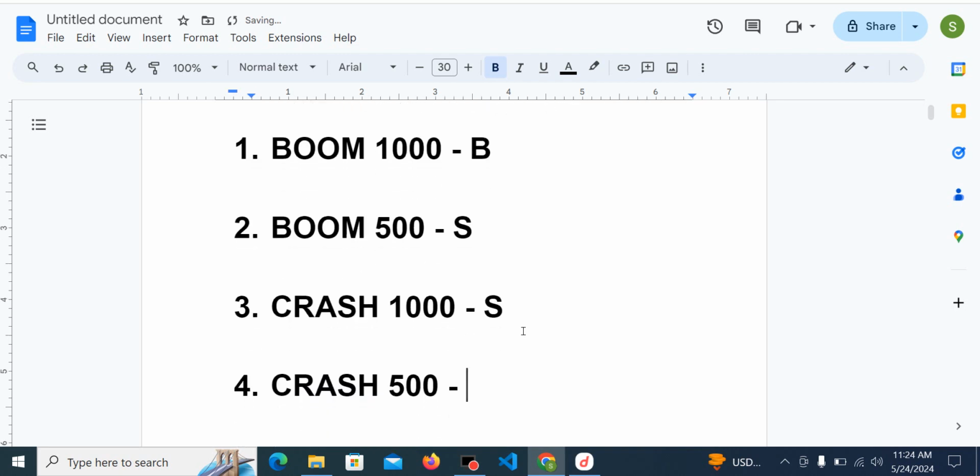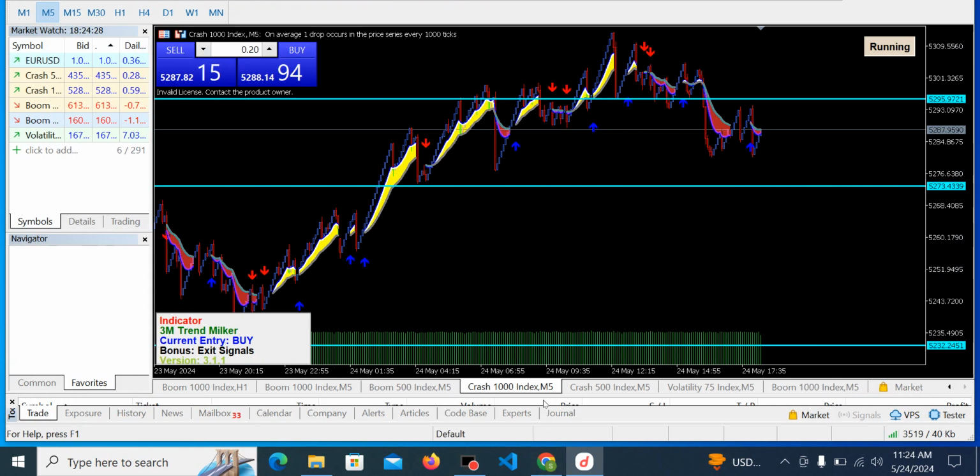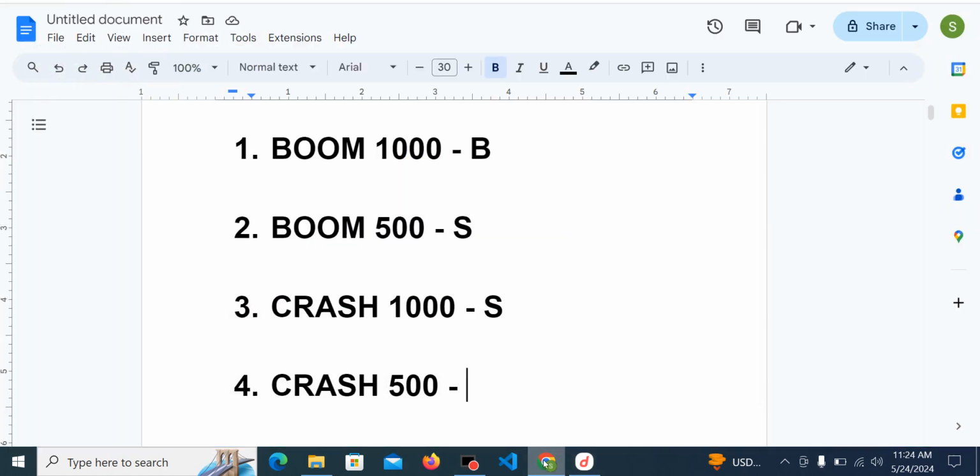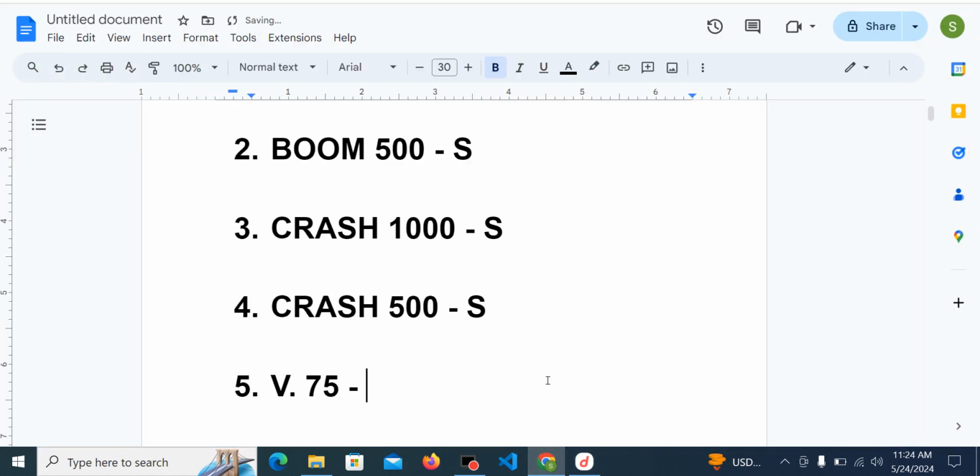Okay, so the next asset is going to be crash 500. Let's check it out right away. Okay guys, this is crash 500. Crash 500 started an uptrend from here, which came to an end around there, and at the moment it is selling right now. Okay, so this is going to be more of a selling opportunity than a buying opportunity.